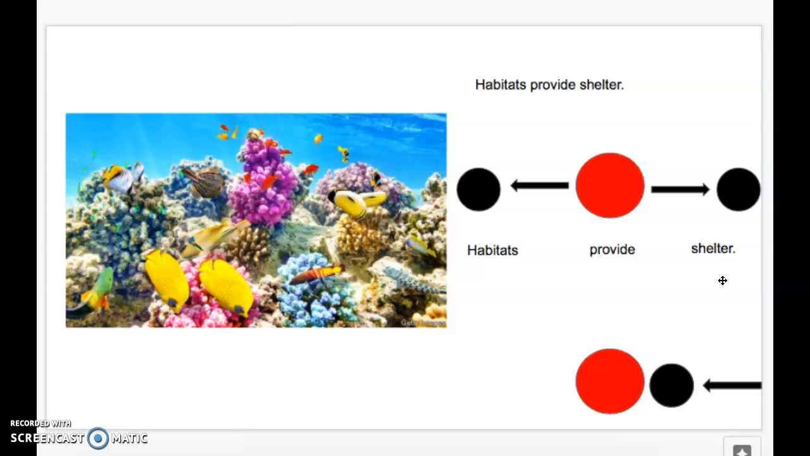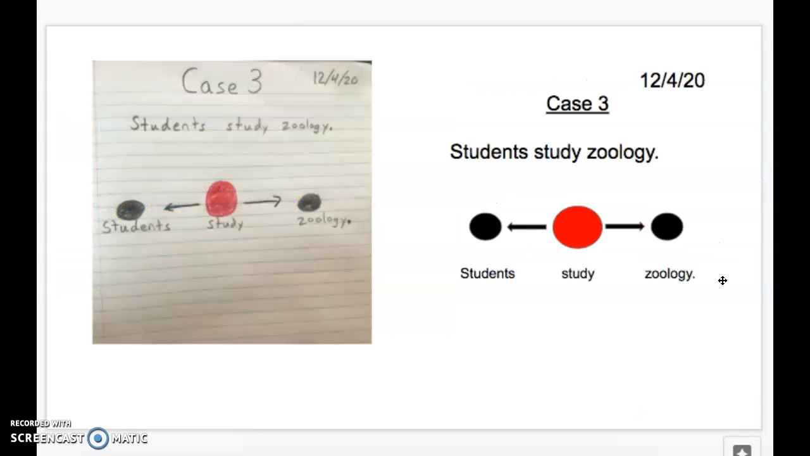So in your language arts notebook, or where you have been writing your sentence analysis, for case 3, you're going to think of a sentence with just these parts. All you need to have is an action being performed. Here I have study as my action. And who is it that studies? Students. And students study what? Zoology. So I've analyzed my sentence and broken it up into its three parts.